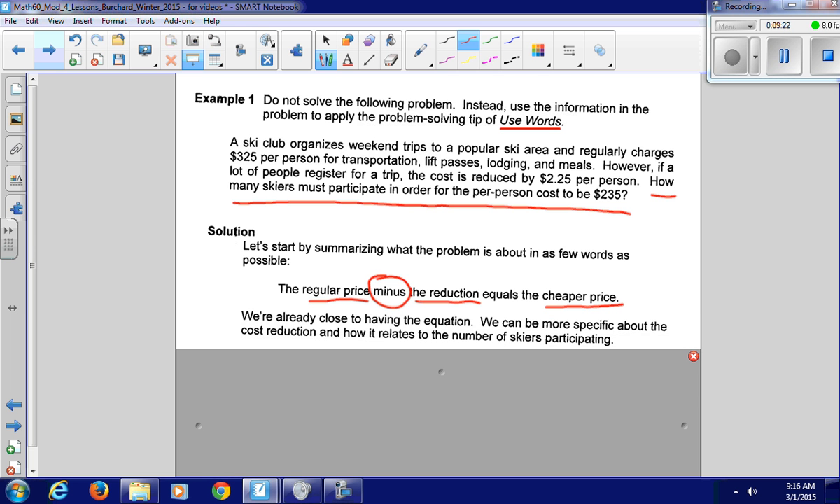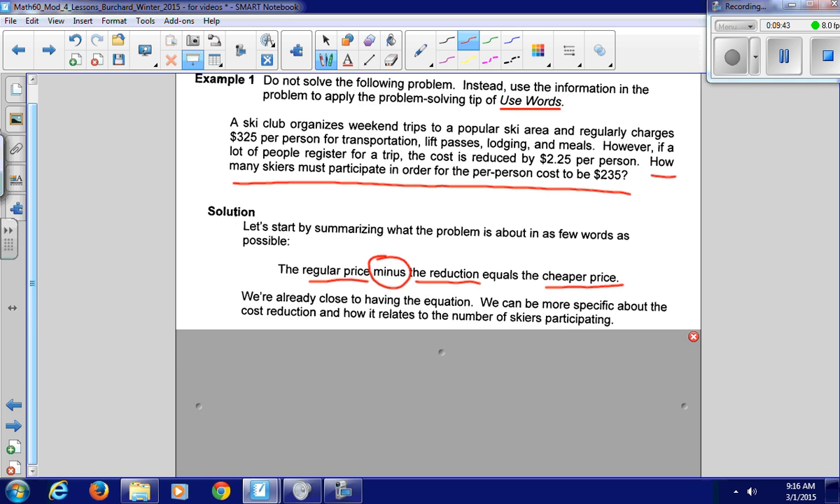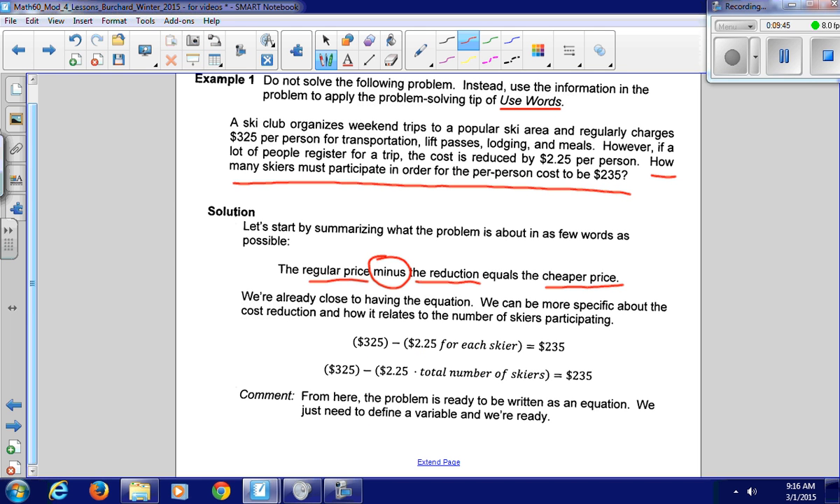So then, if we can get it down to that sentence like that, that sentence describes the mathematical relationship between the regular price, the reduction, and the cheaper price. And we're going to be able to really quickly get ourselves to an equation from there. So our equation is, we're just working right off of this sentence that we made.